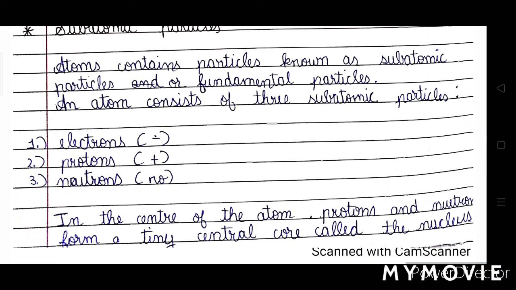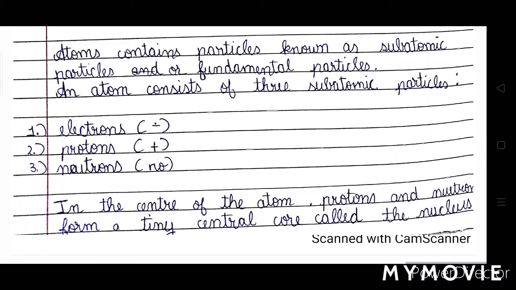So you would be thinking, why have I put the signs after the names? They are nothing but the charges of the subatomic particles. The electrons are negatively charged. I have written the minus sign ahead of electrons. So they are negatively charged, and protons are positively charged, and neutrons are neutrally charged. They have no charges, neither plus nor minus, so they are neutrally charged. I have written there no.